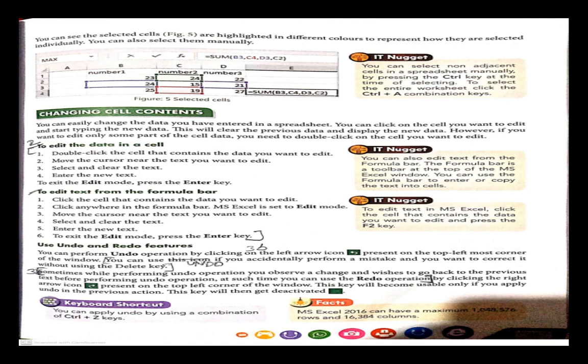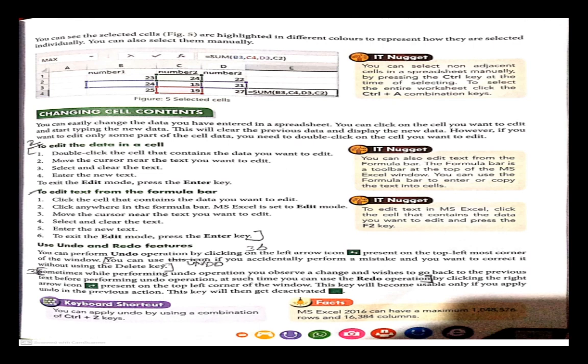In this video, we will continue our chapter number 6, that is more on spreadsheet. So I request you kindly open your books so you can understand properly. Okay. So topic name is selecting cells and the page number is 61.